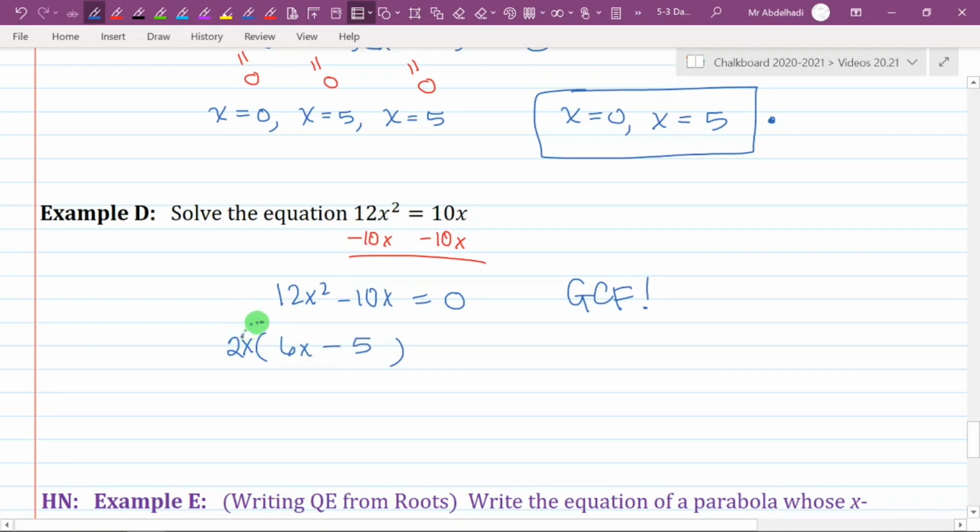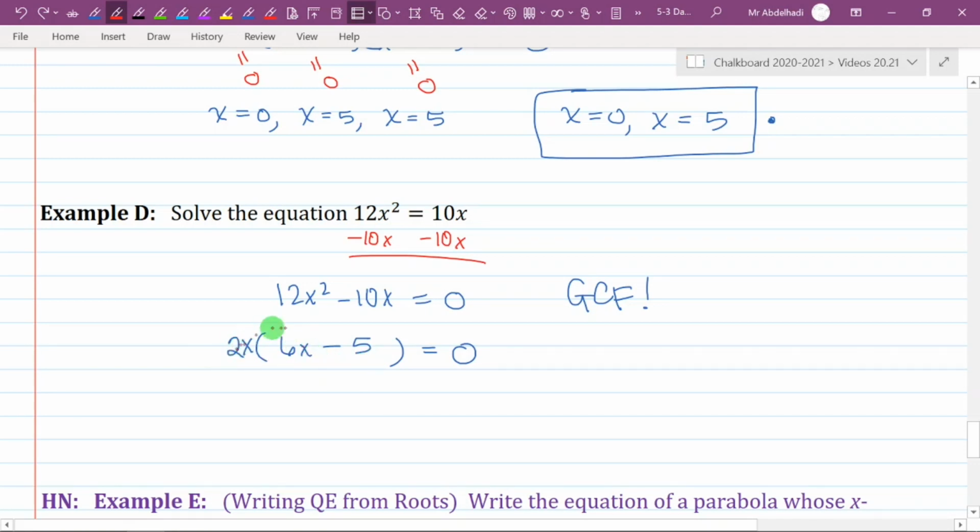Check it. 2x times 6x is 12x squared. 2x times negative 5 is negative 10x. Yeah, that works. So now I'm here. And now, is this factorable? No, it's not. I can go ahead and say, all right, well, I have something times something equals 0. Once again, you have 2 factors here. This is a factor, even though there's no parentheses around it, it's a factor. And this is a factor.